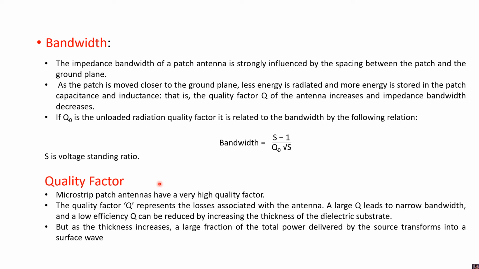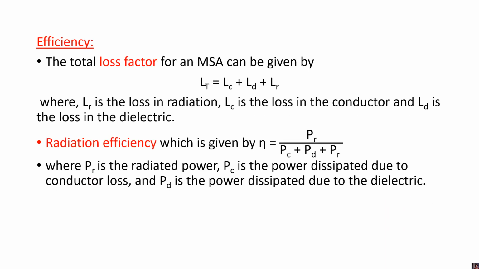Now, usually microstrip patch antennas have a very high quality factor. This represents the losses associated with the antenna. A high Q will lead to narrow bandwidth and low efficiency. Q can be reduced by increasing the thickness of the dielectric substrate. But if you increase the thickness, a large fraction of the total power delivered will be transformed into a surface wave.